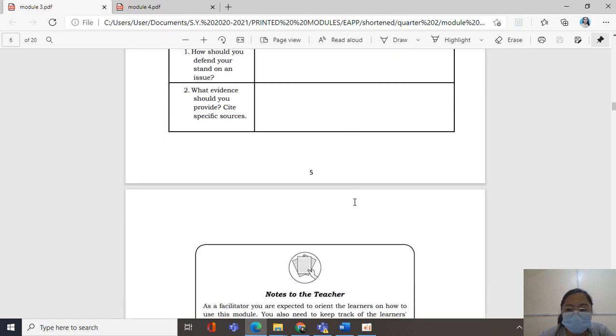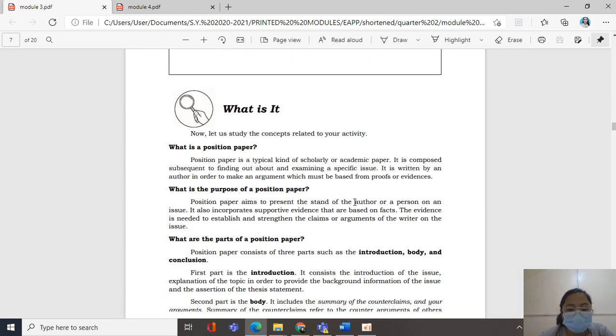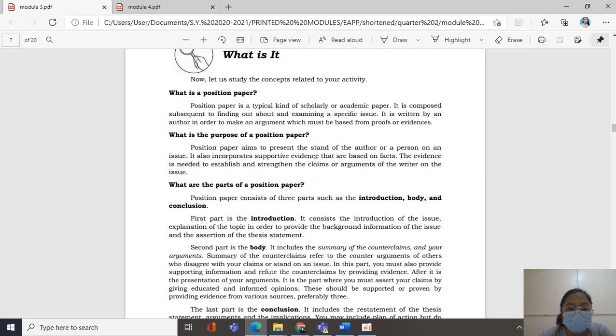So we are going to discover how to write an effective position paper. But first, let us try to unlock the meaning of position paper. What is a position paper?